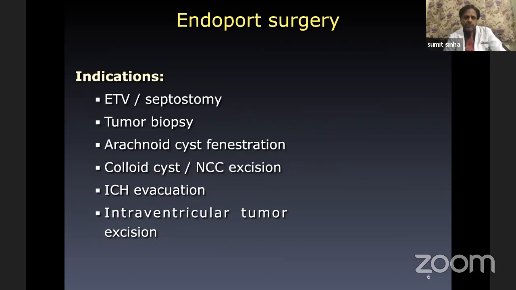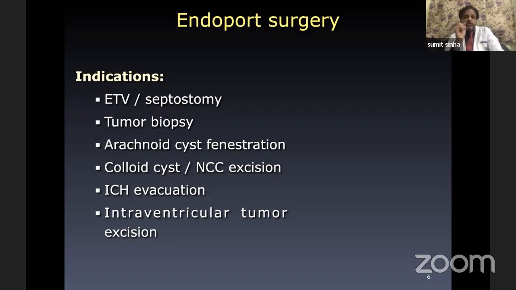Coming first to endoport surgery, the indications are endoscopic third ventriculostomy, which is a very common operation done by various neurosurgeons worldwide, septostomy, tumor biopsy, posterior third ventricular tumor biopsy, arachnoid cyst fenestrations, colloid cyst excision, neurocystic cyst excision, ICH evacuation, or intraventricular tumor excision. In all of these surgeries, we use a LOTA ventricular scope system, and we insert it through a small craniotomy and through a cannula.